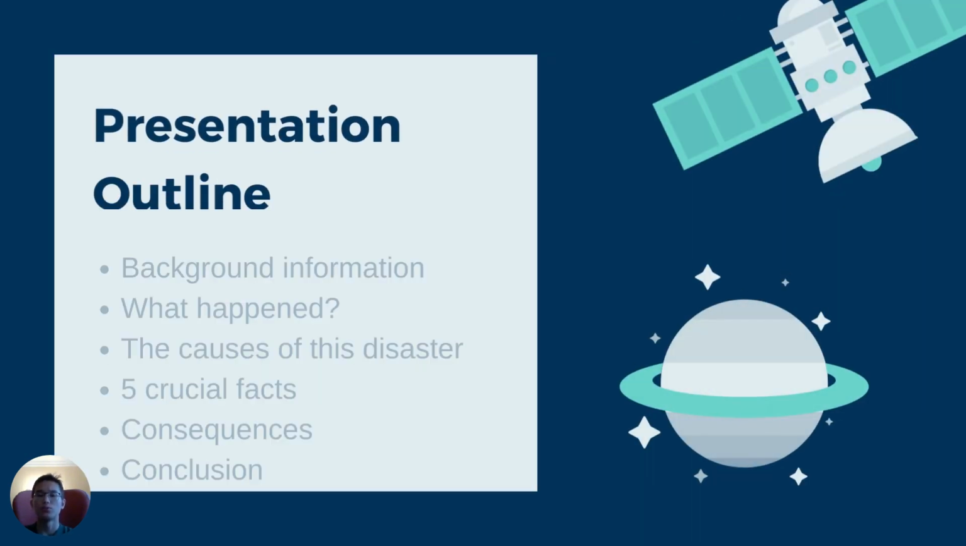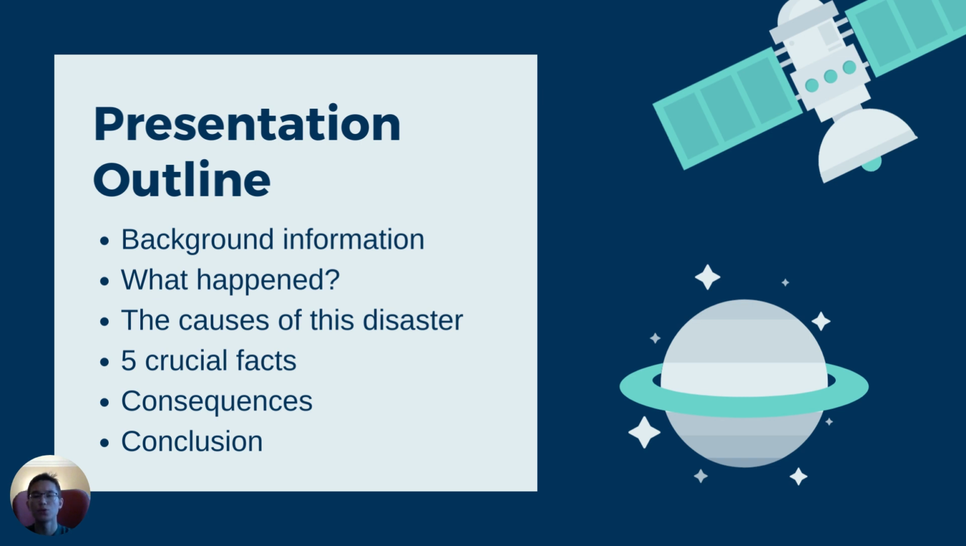So let's get started. First of all, let me introduce you to the presentation outline. First of all, we will provide background information. After it, what happened in detail. After that, the causes of this disaster, five crucial facts, consequences, and we will conclude the presentation with a summary.